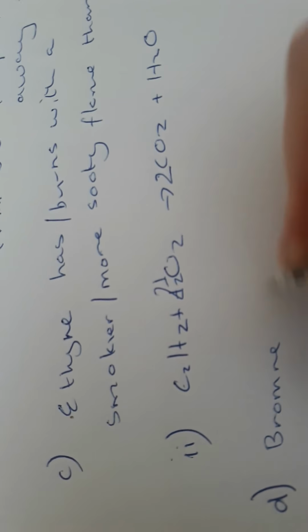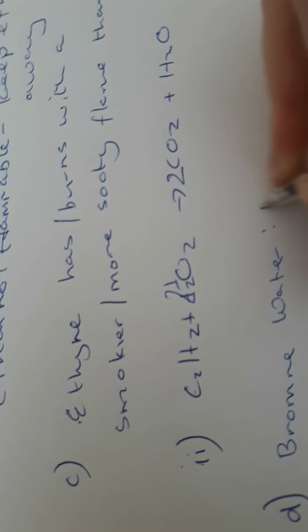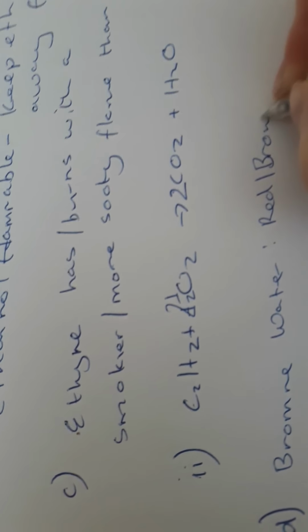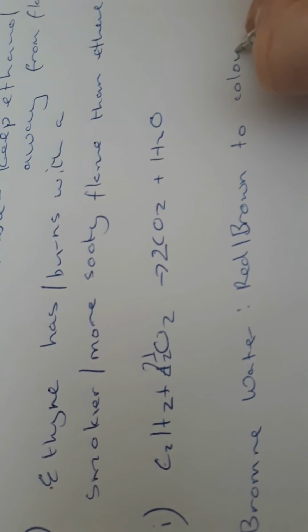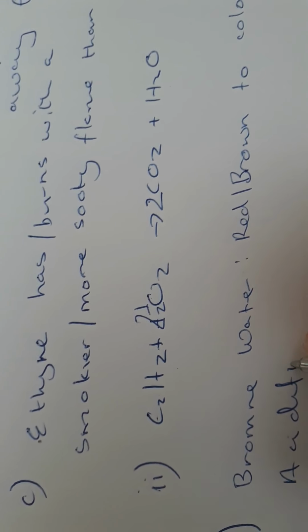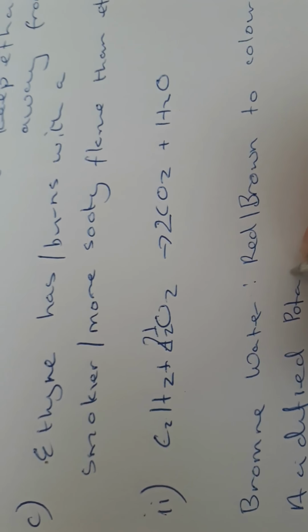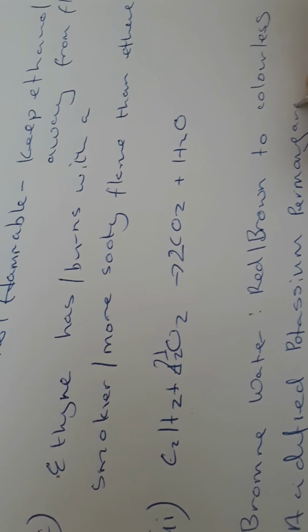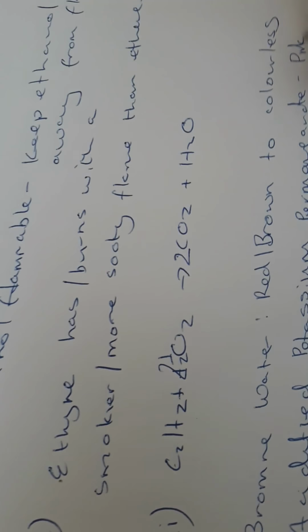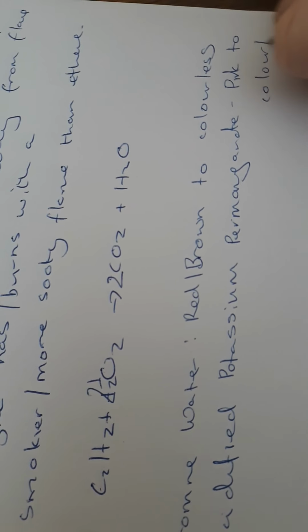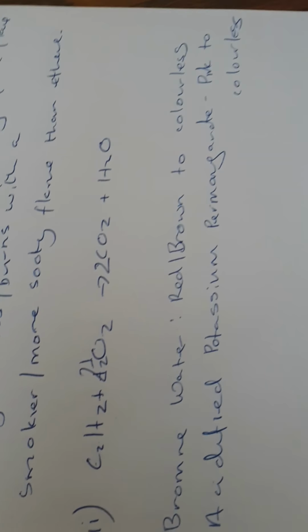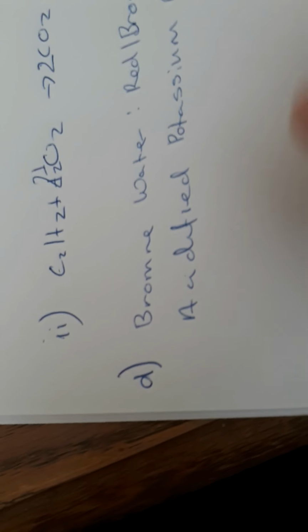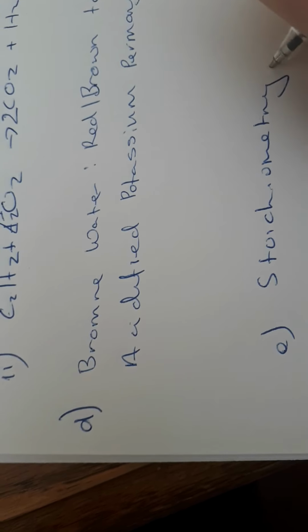Your reagent then for testing for unsaturation, and again you have 2, so we have bromine water, and that goes red brown to colourless. Or your second one, which is the one we'd have done, is acidified potassium permanganate, and that is pink to colourless. So either one of those 2 will get you your marks. And then again, part E is stoichiometry. So I have done that already in class. And again, any issues, let me know.